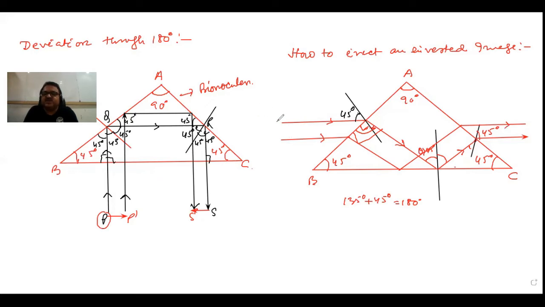Now watch it. Let me observe the image of P. This is P prime. This is Q. This is Q prime. Now take an object, suppose PQ. Correct? Now look how it is. That means the inverted object now becomes erect. This is a very, very important application of the 180 degree, 90, 45, 45 prism.